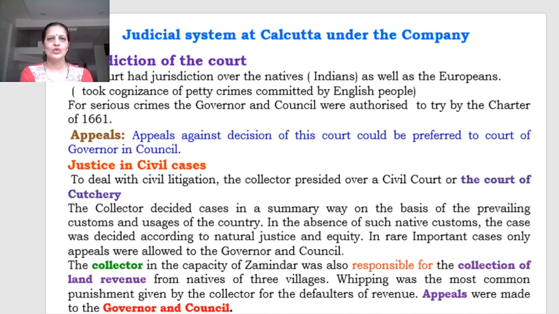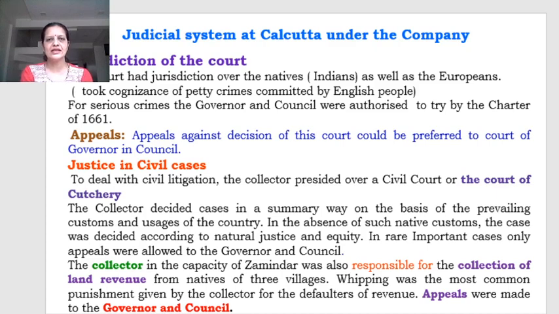Jurisdiction of the court. The court had jurisdiction over the natives, that is Indians, as well as the Europeans. And in case of Europeans, they used to take cognizance of petty crimes committed by English people only. For serious crimes, the governor and council were authorized to try by the Charter of 1661. Appeals against decisions of this court could be preferred to the court of governor in council. So here, criminal administration of justice is completed under the company.